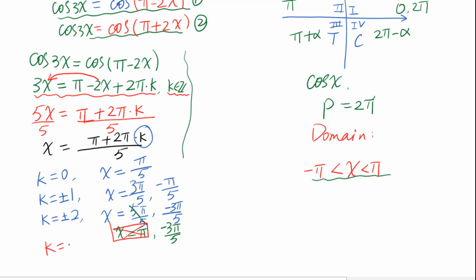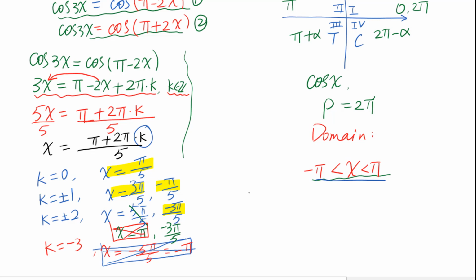Then try k equals negative 3. Then x equals, we plug in here, 2 pi times negative 3, that's negative 6 pi. Then plus pi, you will get negative 5 pi over 5. That equals negative pi. Look at this domain. So we stop here. This is not a solution. Then we get solutions 1, 2, 3, 4.